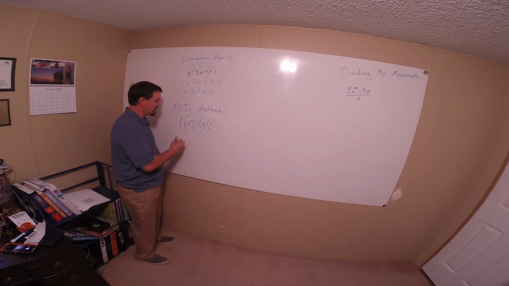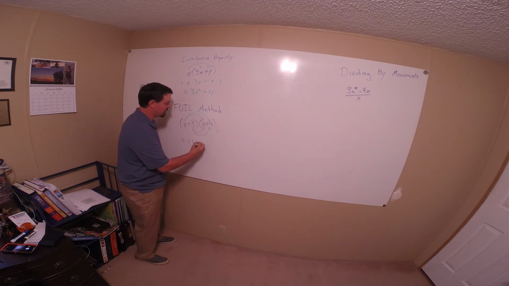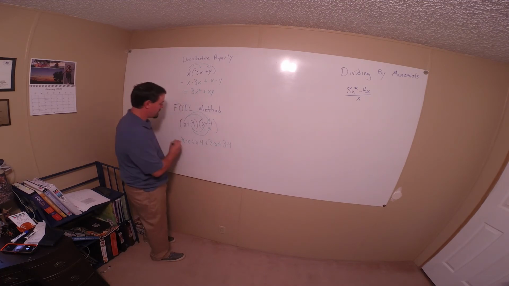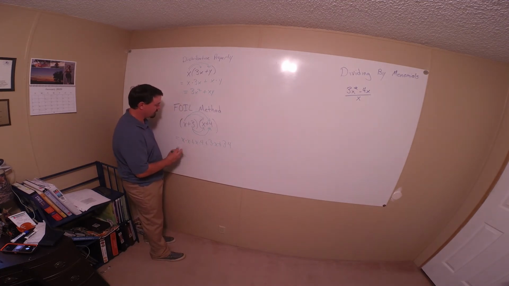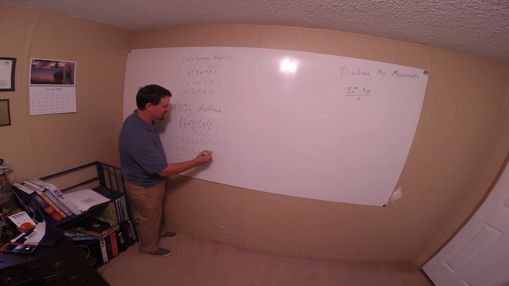So let's do that again. x times x plus x times 4 plus 3 times x plus 3 times 4. Now, all we have to do is simplify. x times x is x squared. x times 4 is 4x. 3 times x is 3x. And 3 times 4 is 12.